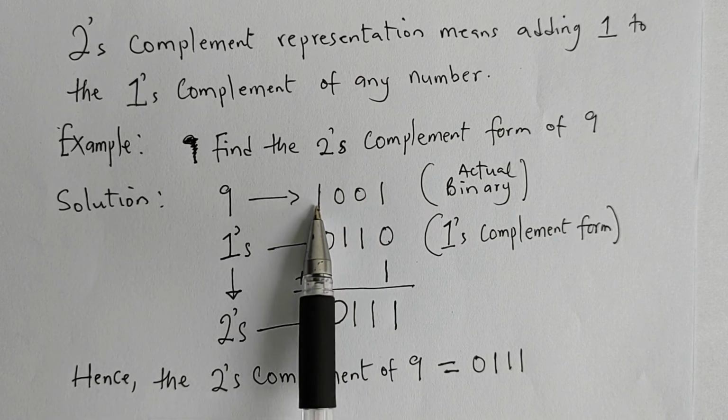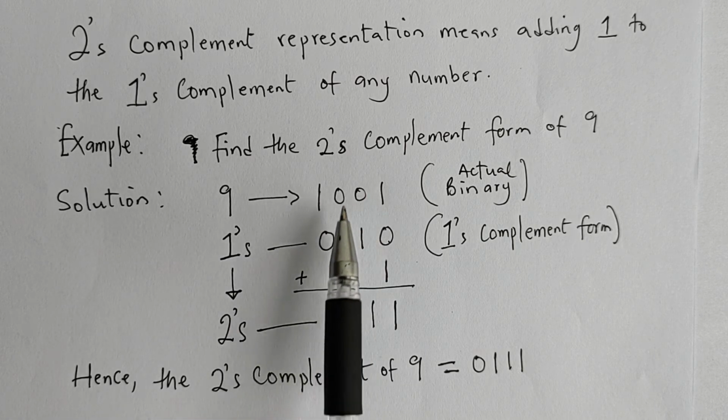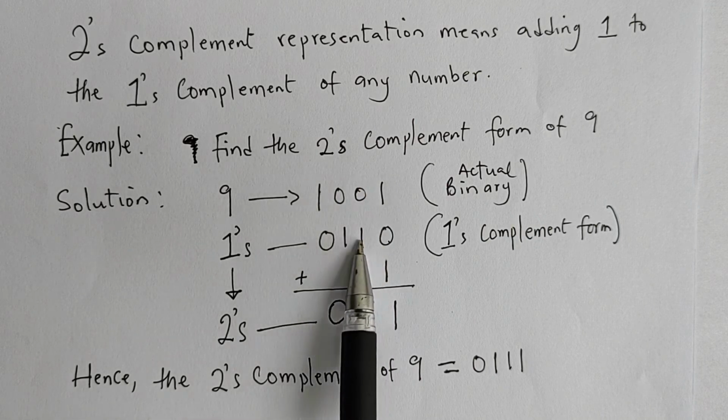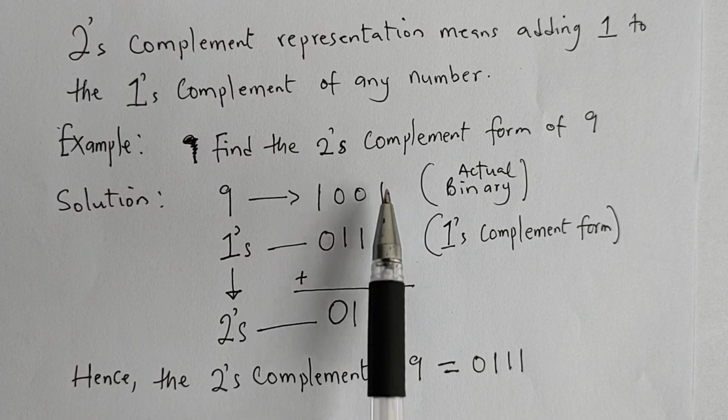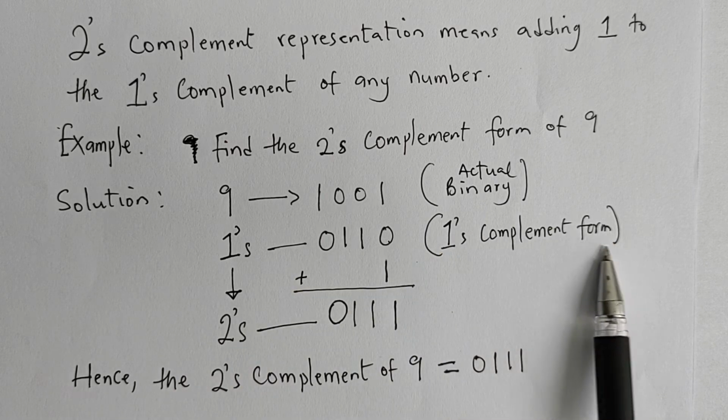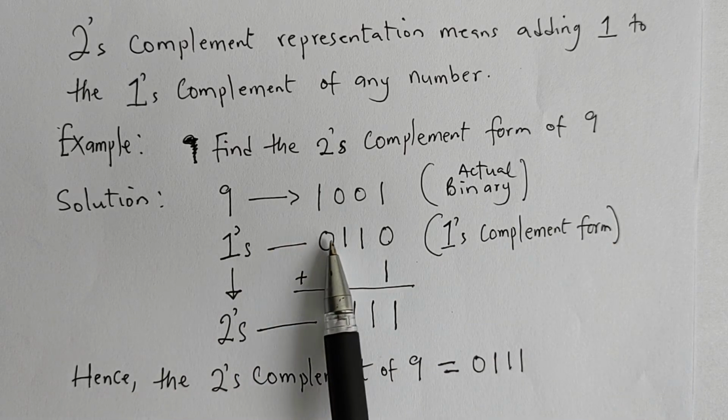Now you have 1, the inverse of 1 is going to be 0. You have 0, the inverse of 0 is going to be 1. You have 0, the inverse of 0 is going to be 1. And you have 1, the inverse of 1 is going to be 0. This is nothing but complement. So we have taken the first complement. This is the first complement form of 9.